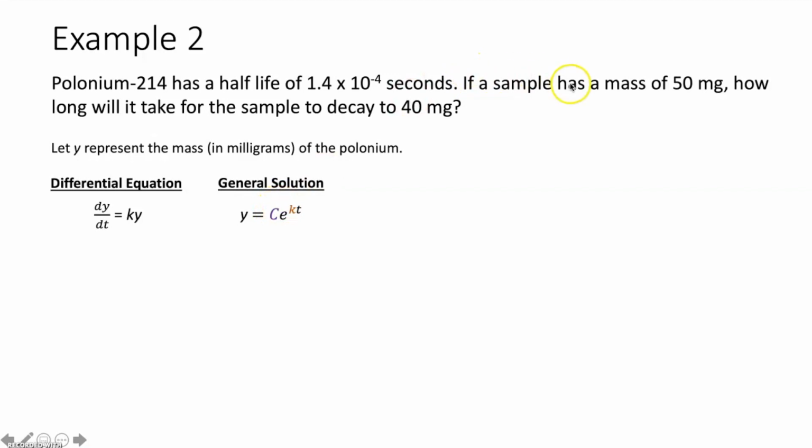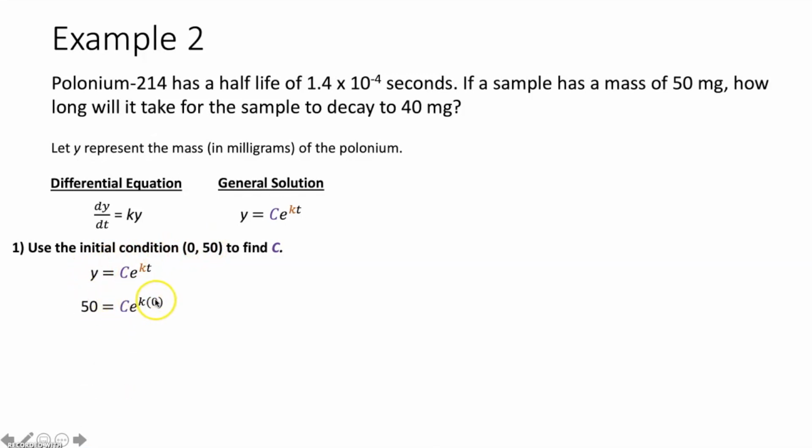Well, it says if a sample has a mass of 50 milligrams. So it looks like we're starting with 50 milligrams and ending up with 40 milligrams. So if our starting value is 50 milligrams, that means we can say that at time t equals 0, there's 50 milligrams. So our initial condition here would be 0, 50. So all we have to do is plug in 0 for t, plug in 50 for y. If we do that, we can solve for c.